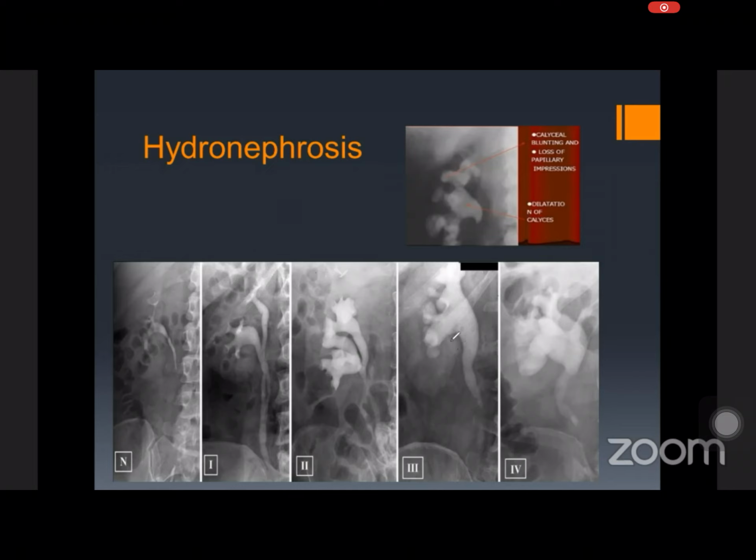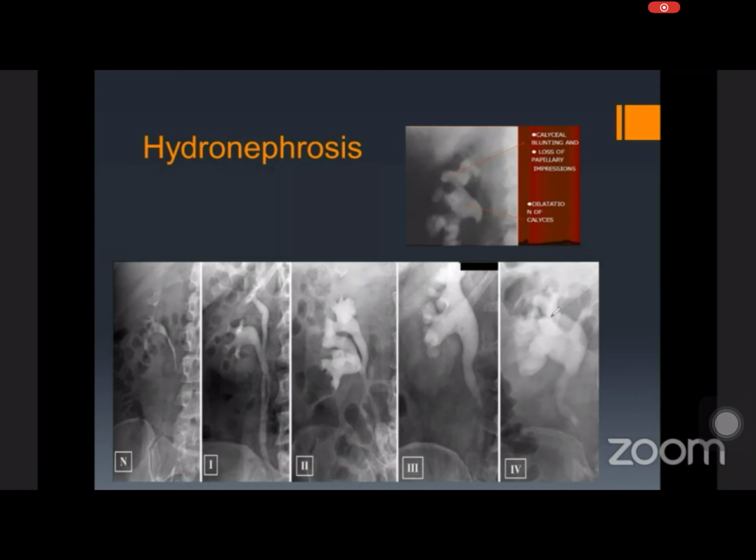In grade 3 hydronephrosis, there is moderate dilatation of the renal pelvicalyceal system, and there is blunting of the calyces. So here we see that there is flattening of the papillary impressions. In grade 1, we see a normal papillary impression on the calyx. But in case of grade 3, there is flattening of the papillary impressions because of the blunted calyces.